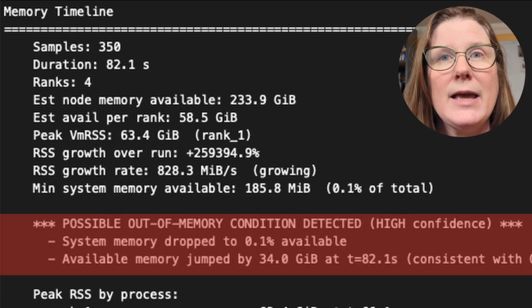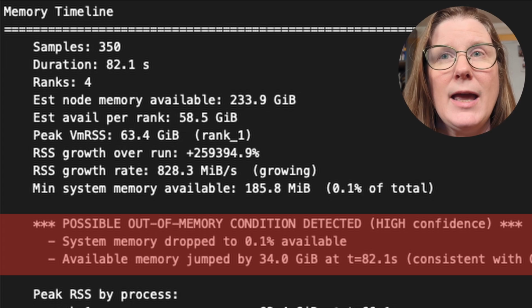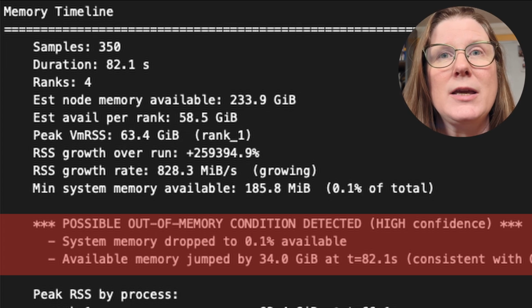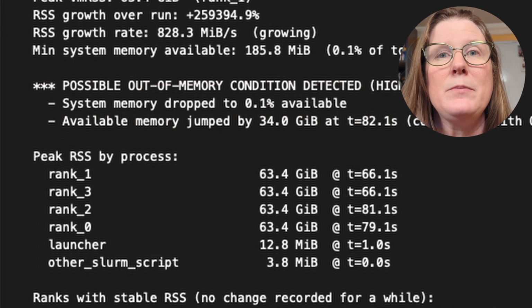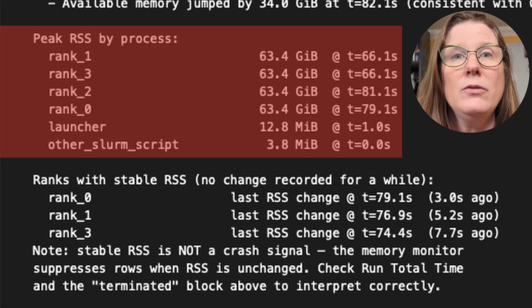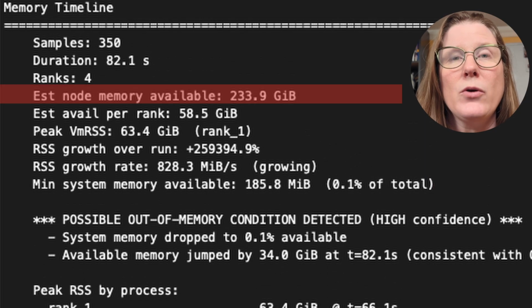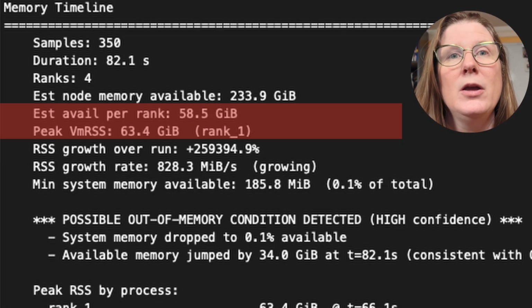Survey then detects the likely out-of-memory condition. That jump in available memory at the end, that's the kernel's out-of-memory killer terminating processes and freeing their memory. The memory timeline also shows you the peak memory for each rank and when it occurred. All 4 ranks peaked at about 63 gigabytes each. On a node with 234 gigabytes total, 4 ranks at 63 gigabytes each, we need about 252 gigabytes, more than what was available. No wonder the out-of-memory killer stepped in.